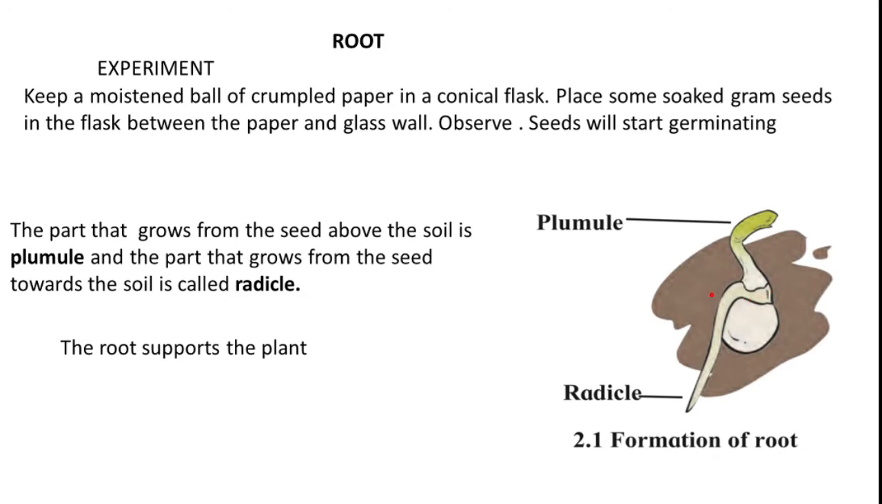The part that grows from the seed above the soil is called plumule, and the part that grows from the seed towards the soil is called radicle. So in this picture you can see the plumule. It is growing above the soil and will develop into a stem, and this part, the radicle, which is growing down into the soil, will develop into the root. So the root supports the plant.